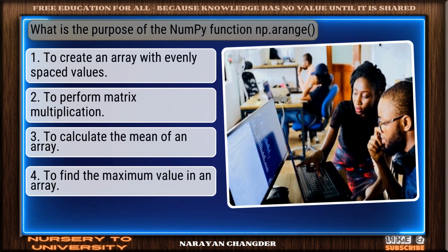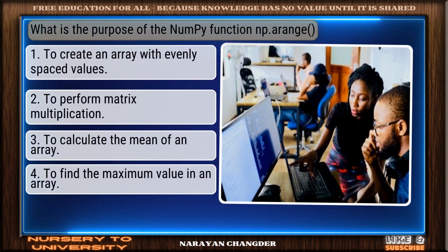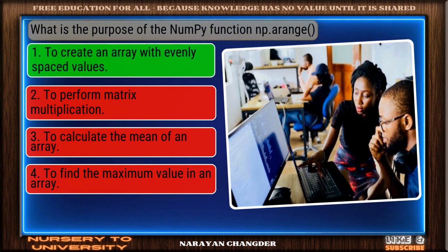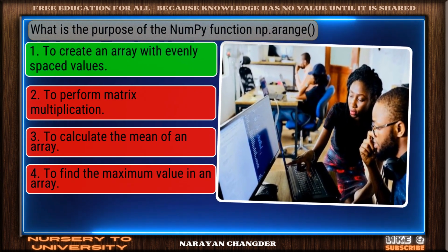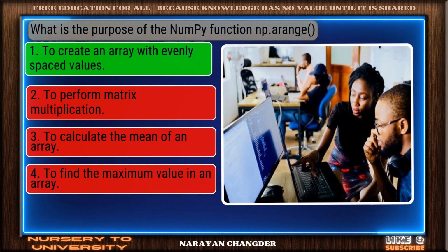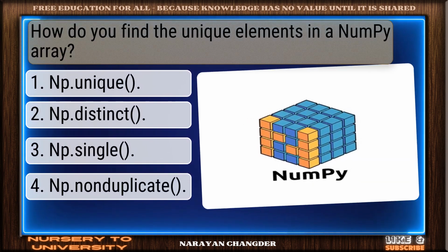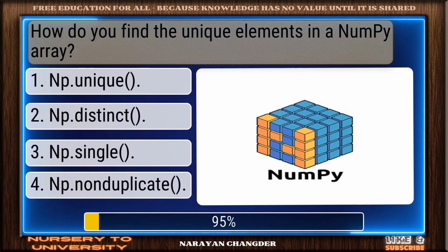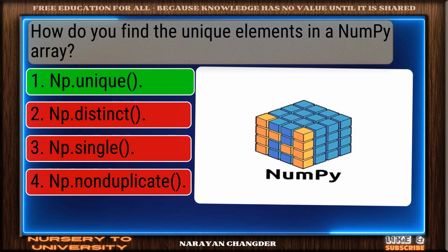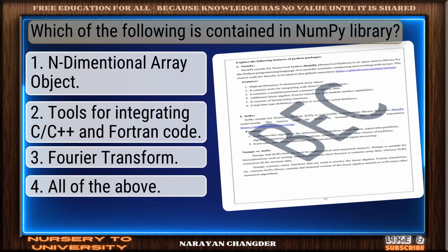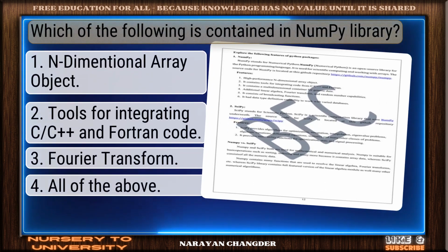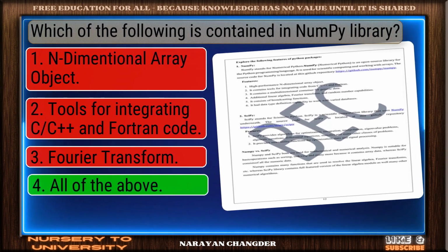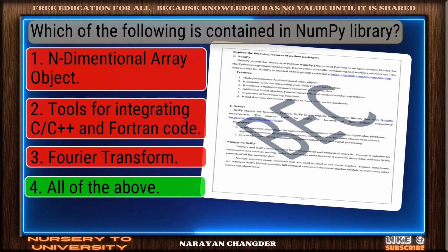Question number 20. What is the purpose of the Numpy function np.arange? Well reasoned. To create an array with evenly spaced values is the correct choice. Question number 21. How do you find the unique elements in a Numpy array? Correct, np.unique is the right answer. Question number 22. Which of the following is contained in the Numpy library? Correct response. All of the above is the most accurate answer.